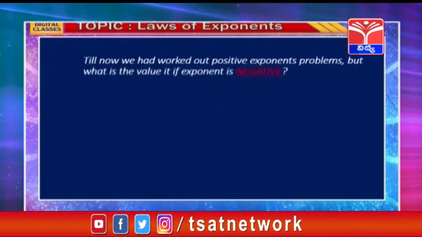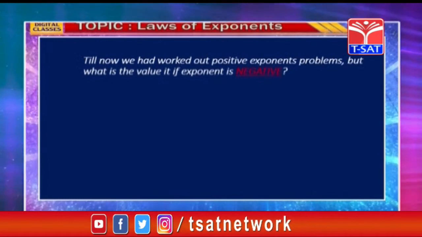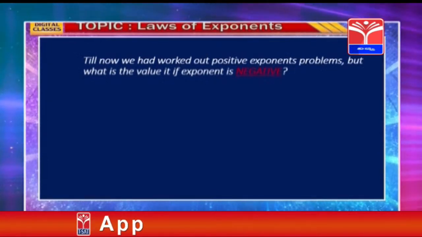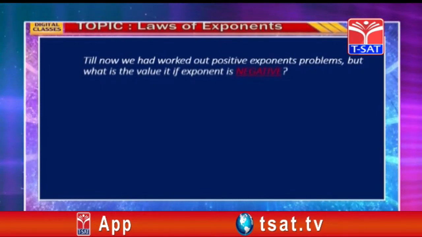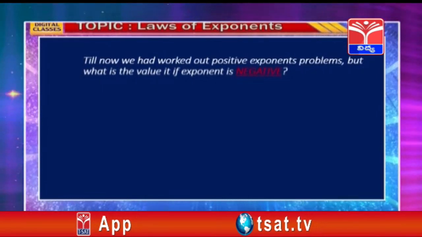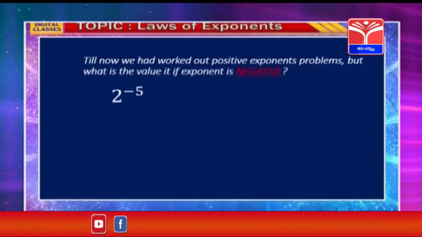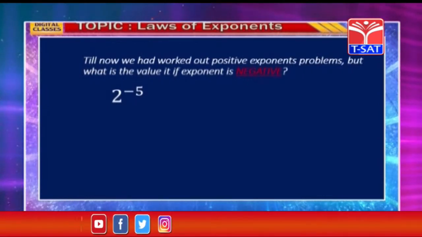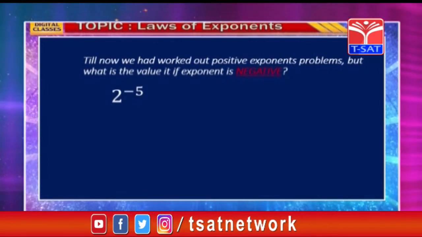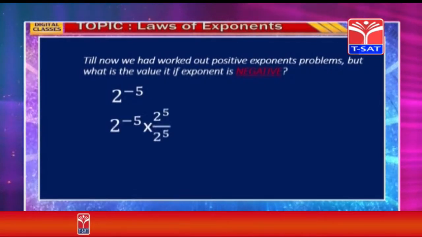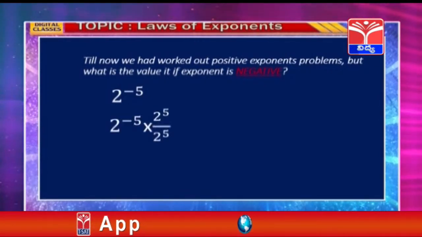Till now we have worked out the positive exponent problems, isn't it? Now there is a negative exponent. So how can we write such type of problems? See here, 2 to the power of minus 5 is there. Look at the exponent. It is a negative number, minus 5. Let us find out here.